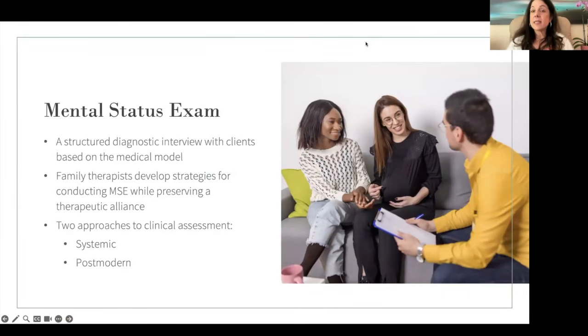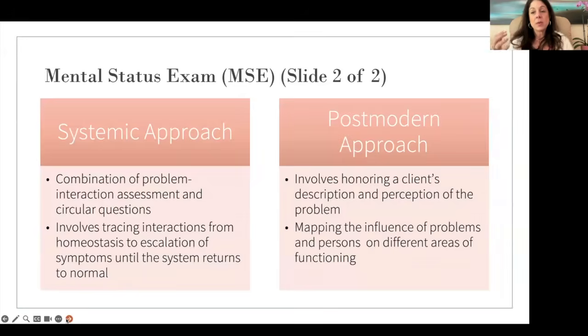Okay. So the mental status exam. You all probably learned, hopefully, how to do a verbal mental status exam in your diagnosis class. What we're going to do here is talk about what's typically put onto the written clinical assessment that goes in the client file. There are ways to approach a mental status exam from both systemic and postmodern approaches, the two major schools in family therapy, where you are trying to get this information.